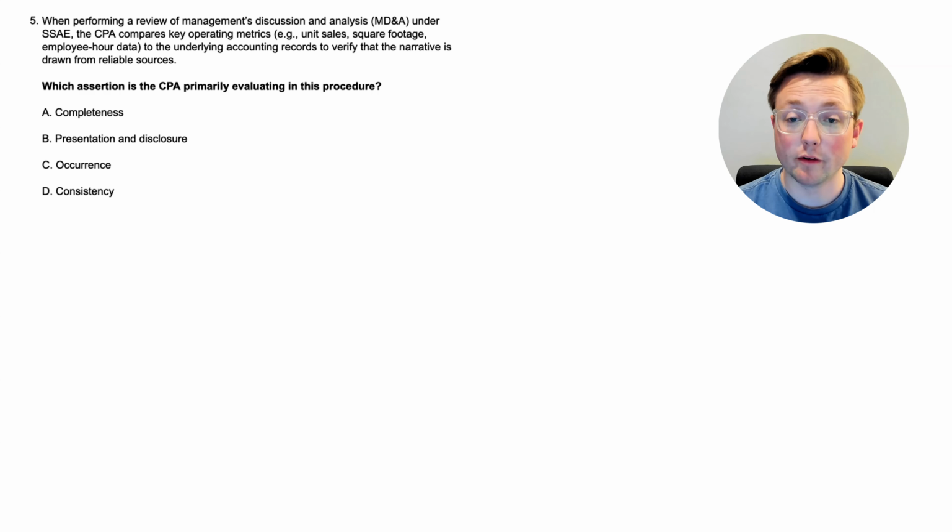When performing a review of management discussion and analysis, or MD&A, under SSAE, the CPA compares key operating metrics such as unit sales, square footage, employee hour data to the underlying accounting records to verify that the narrative is drawn from reliable sources. So again, which assertion is the CPA primarily evaluating in this procedure? So is it A, completeness, B, presentation and disclosure, C, occurrence, or D, consistency?